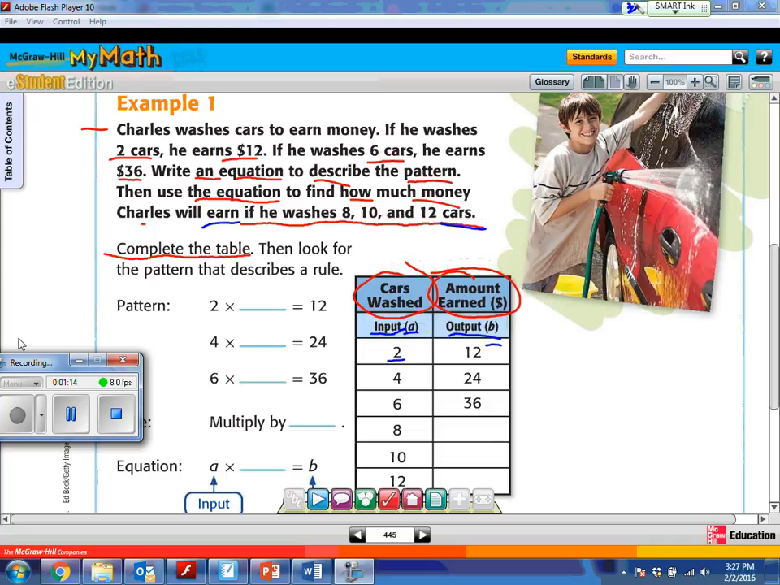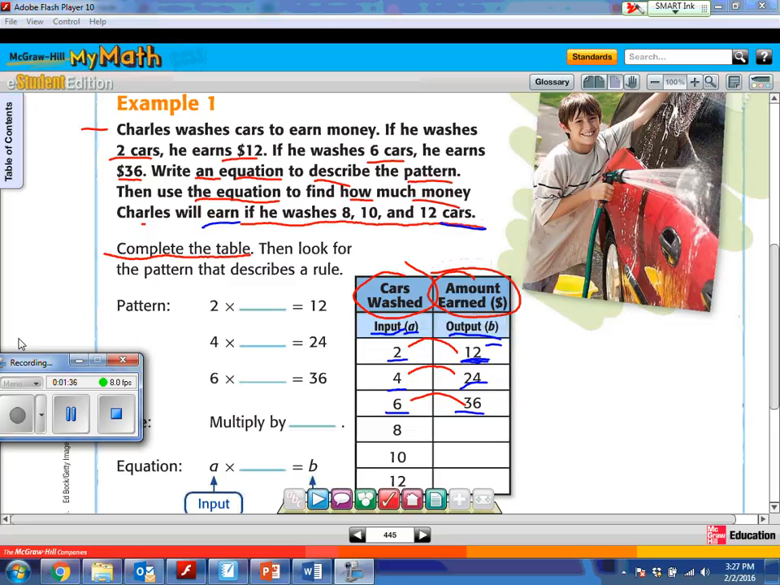If he washes 2 cars, how much money is he going to get out of washing 2 cars? Well, we know that he earns $12 for that. If he washes 4 cars, he gets $24. If he washes 6 cars, he gets $36. What we need to figure out is what is between these numbers right there. What's in between those numbers right there?